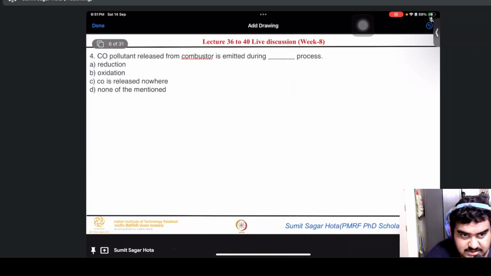The carbon monoxide pollutant released from the combustor is emitted during the dash process. If you look at carbon monoxide, one oxygen atom is there, which is actually the oxidizer. So due to the oxidation process, these kinds of pollutants are emitted.